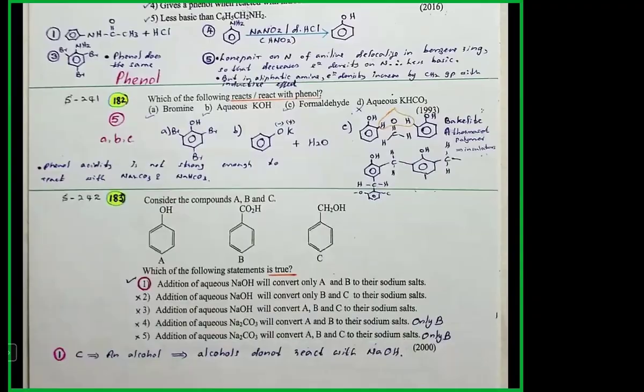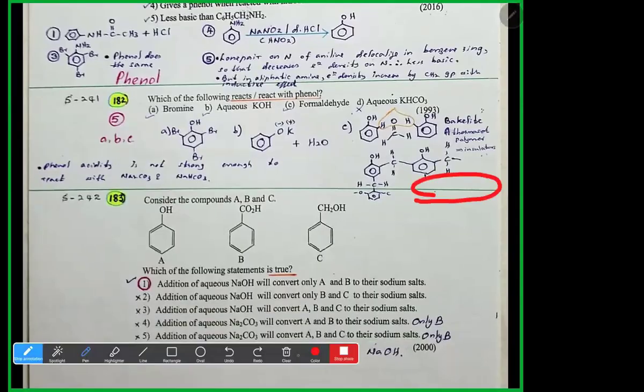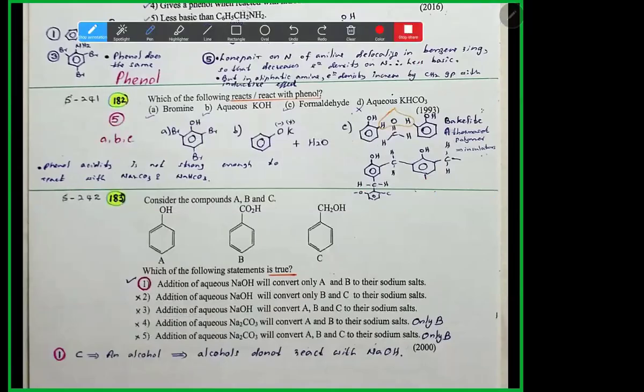183. Consider the compounds A, B, and C. Addition of sodium hydroxide will convert only this, yes, not C. Sodium hydroxide cannot react with alcohols, alcohol's acidity is less. So for 5, sodium carbonate and sodium bicarbonate react only with COOH. That's only B. 183, answer 1.